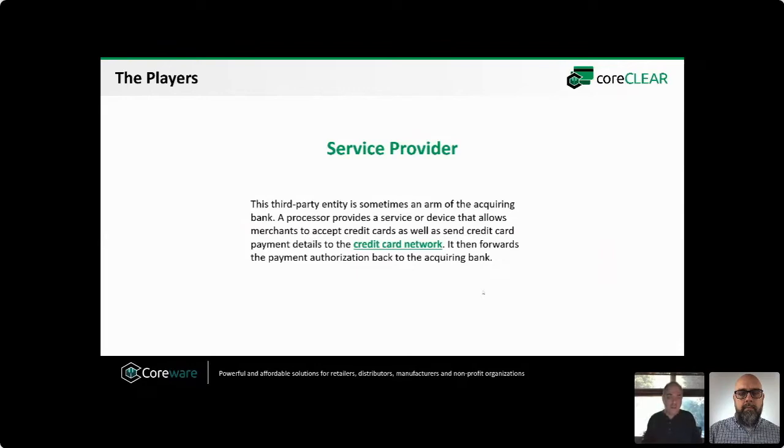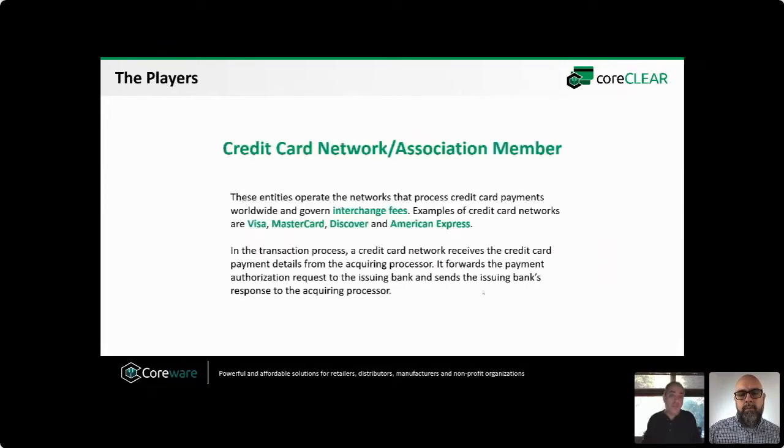And then there's your service provider that, again, is basically the arm of the acquiring bank that actually provides the credit card services to you and the terminals, so whomever you're receiving your statements from, that's considered your service provider. Again, typically your service provider is not your acquiring bank, but they could be one and the same.